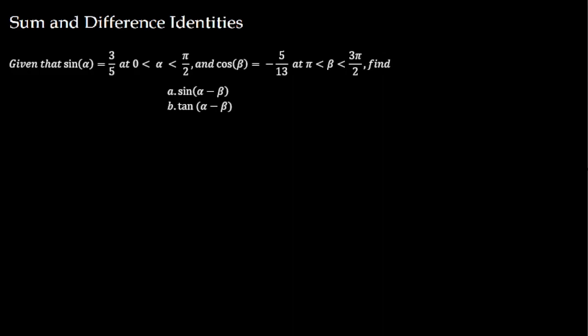Now, let us solve several word problems regarding sum and difference identities. In this problem, it's stated that given that sine alpha is equal to 3 over 5, with 0 less than alpha less than pi over 2, and cosine of beta is equal to negative 5 over 13, with pi less than beta less than 3 pi over 2, find the sine of alpha minus beta, then the tangent of alpha minus beta.